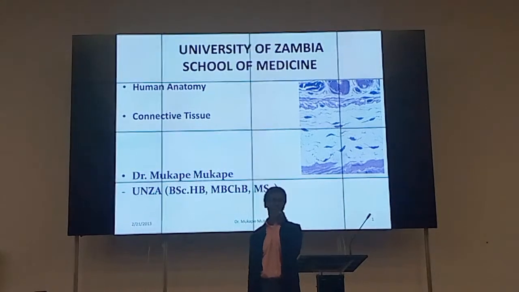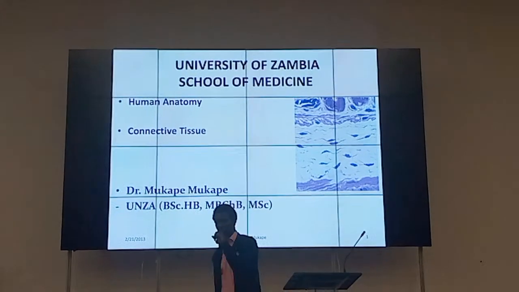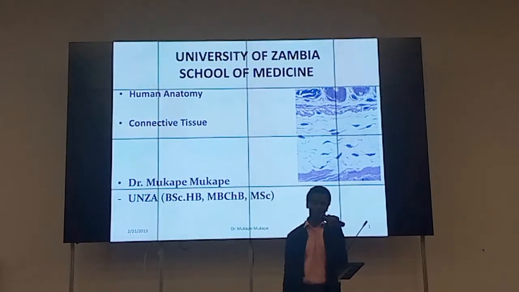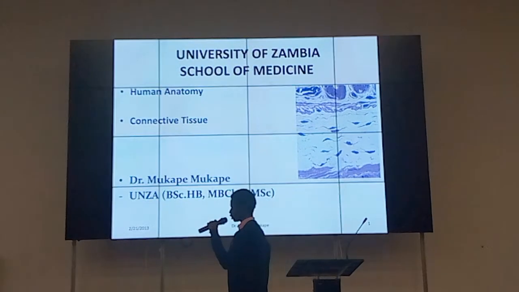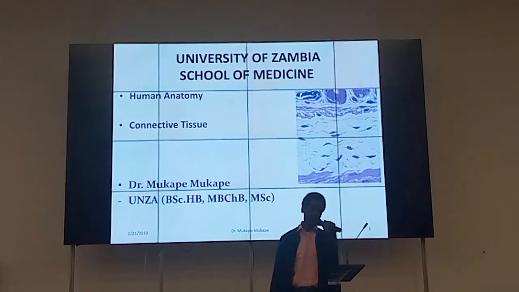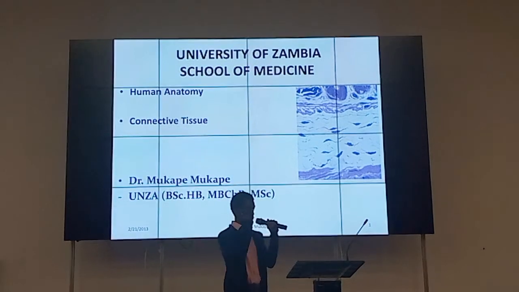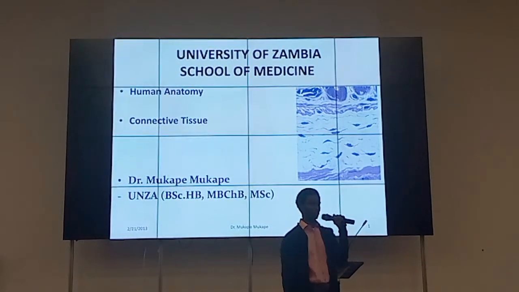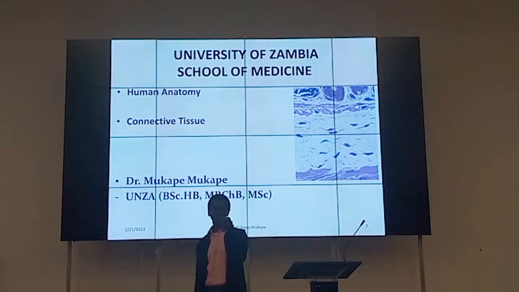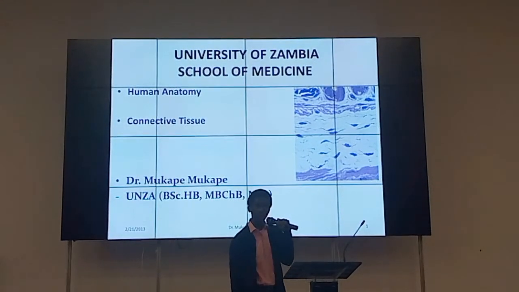D, bone. Okay, good. So there are four specialized connective tissues: blood, cartilage, bone, and the adipose tissue. Now cartilage. How many types of cartilages do we have? Yes, sir. Three types. Good.